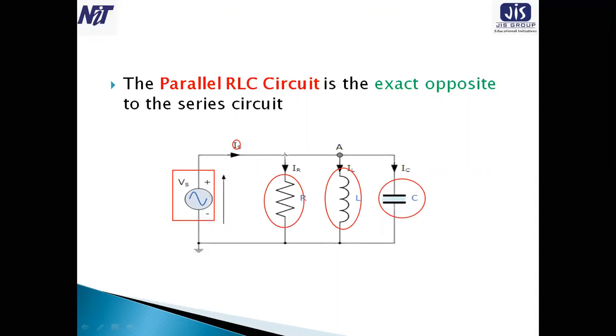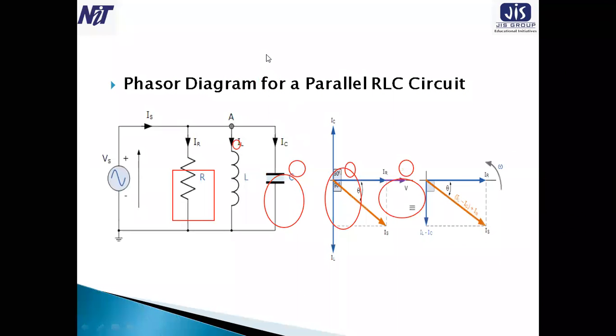The current flowing through the resistor is represented by IR. The current flowing through the inductor is represented by IL, and the current flowing through the capacitor is represented by IC. These are the three elements R, L, C, with three currents IR, IL, IC respectively, and the source current or the total current of the circuit is IS. The voltage source is Vs. So that is the circuit. Now the circuit is given again here.